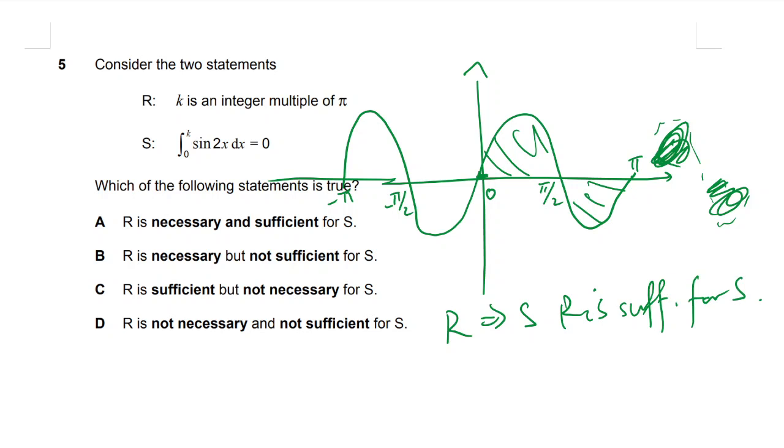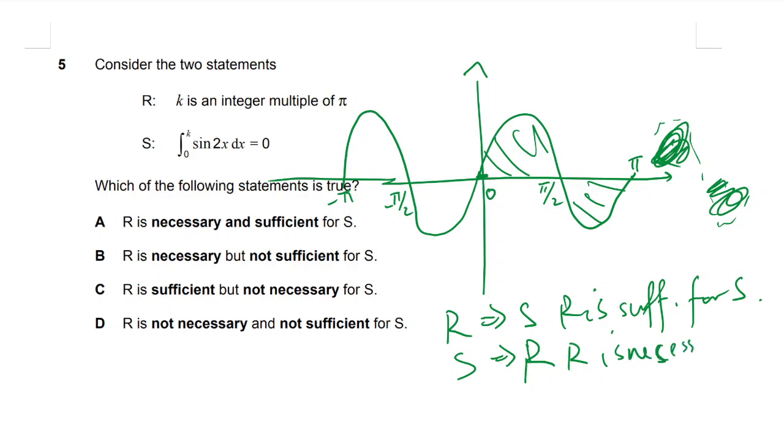Okay, now we check in the other direction. Does S imply R? Have a think. If the integral is 0, does that mean that k must be an integer multiple of pi? I think so as well, because the graph is obvious enough. So S also implies R, no doubt there. So R is necessary for S then.